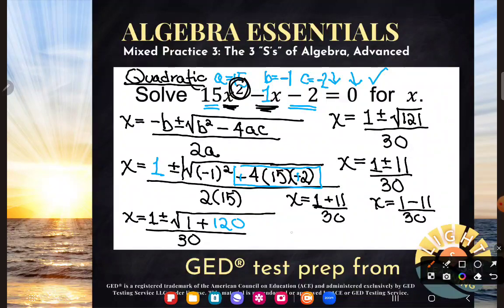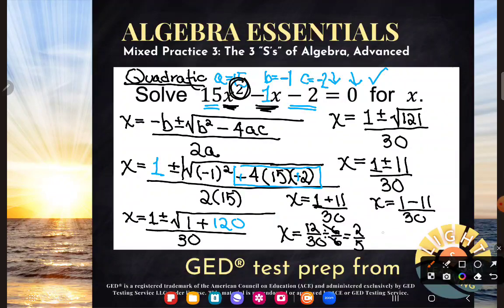So 1 plus 11 is 12, so I have 12 over 30. And that's a fine answer. We're just fine with fractions, but do remember that all final fraction answers should be reduced. So you can reduce by hand if you know how, or you can just put the fraction 12 over 30 into your calculator, press enter, and it will reduce for you. But I see a common factor of 6 that I will divide out of both of them. 12 divided by 6 is 2. 30 divided by 6 is 5.